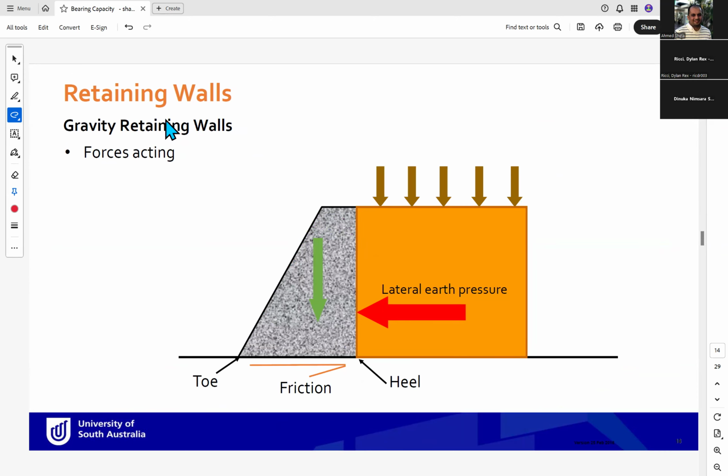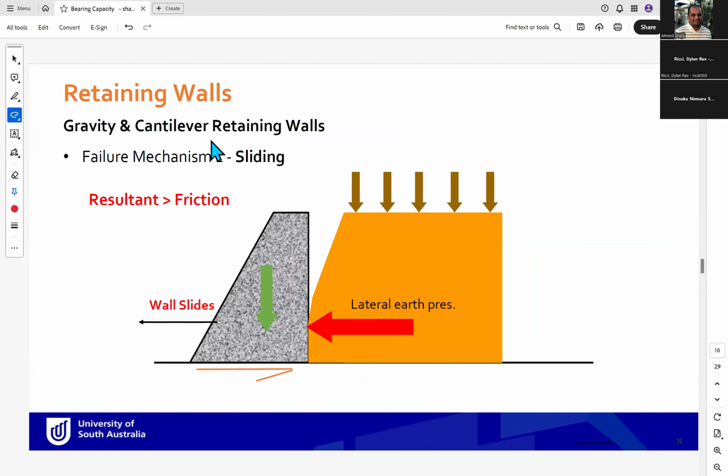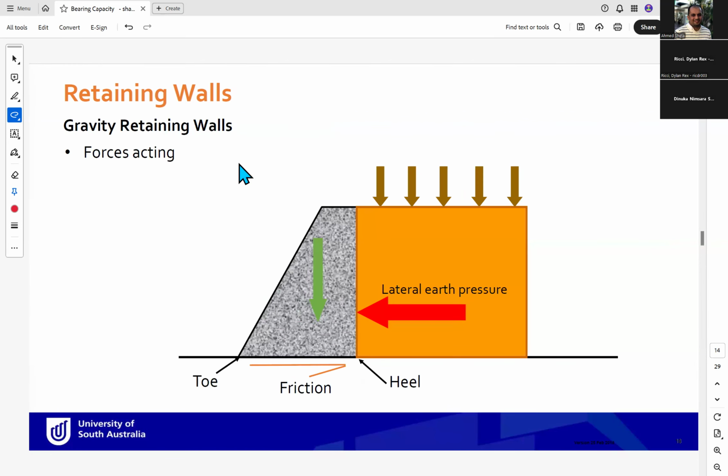Okay, so now we look at the gravity retaining walls. What are the forces acting on them? We need to know the forces acting on a retaining wall to know the failure mechanism of the wall, because when you design a wall or a structure, you need to know if it fails, how it would fail. So now we are looking at the forces acting on the gravity retaining wall. As you can see, here is our gravity retaining wall.